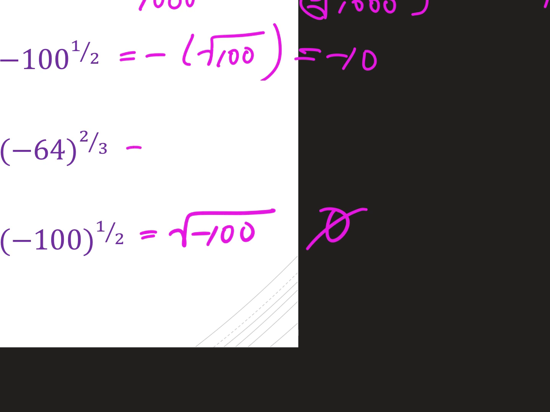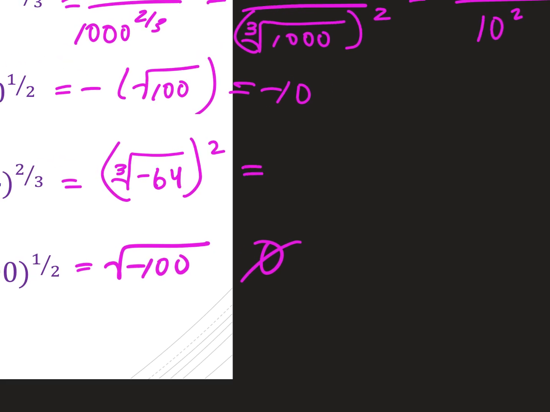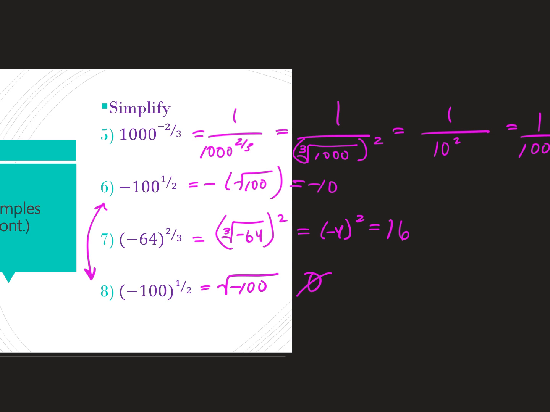All right, look at the next one. I have negative 64 in parentheses. So if I'm going to rewrite this, do you guys agree with me? We're going to rewrite to the cube root of negative 64, and then I'm going to square it. Can I take a cube root of a negative number? Yes, because it's odd. So what number can I multiply three times to get negative 64? Negative 4, right? Okay, so I have negative 4, and then I'm going to square it. What does that become? 16. All right, good. Questions?